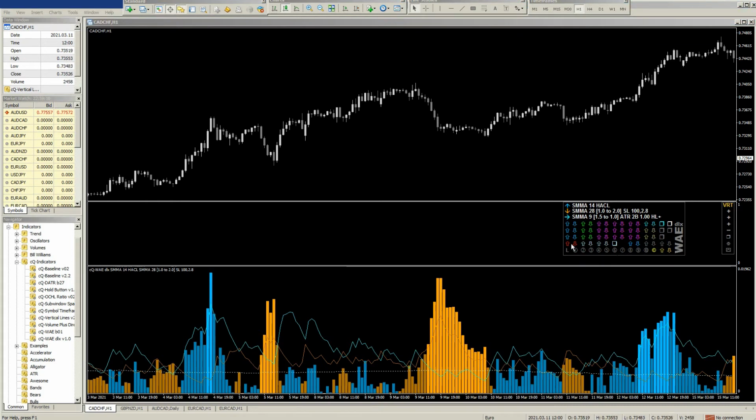The next line is the applied price. You can change the applied price here. These buttons are where the static level can be changed. You can change the period here, or you can change the multiplier there, or you can disable it.